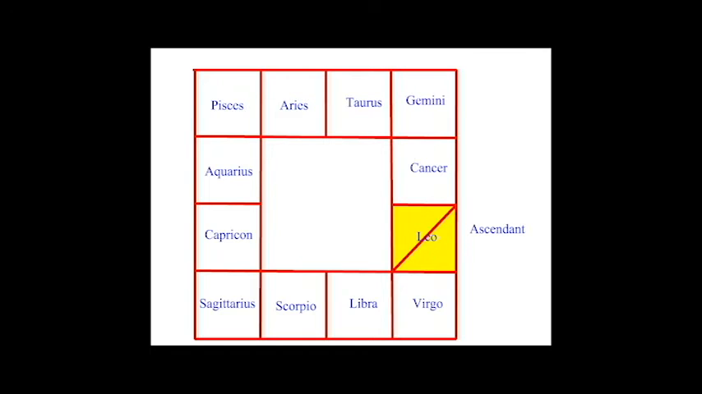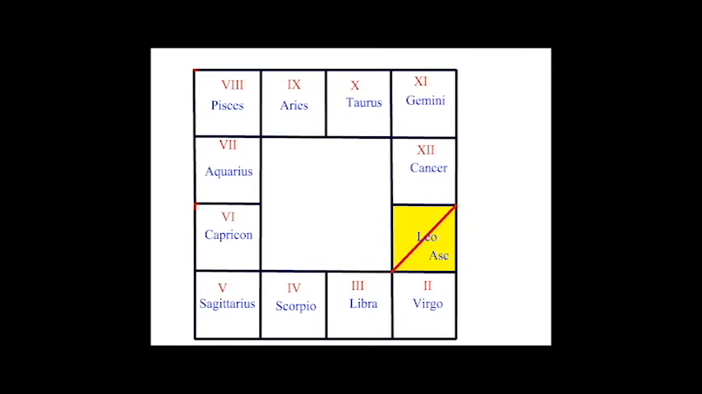Now we will see how the houses are placed. Once you mark the ascendant, you will have to count the houses in clockwise direction. Remember, in the Western style chart, the counting was counterclockwise. So here the second house is Virgo, the third house is Libra, and we can count till the last sign, Cancer, which would be the 12th house.